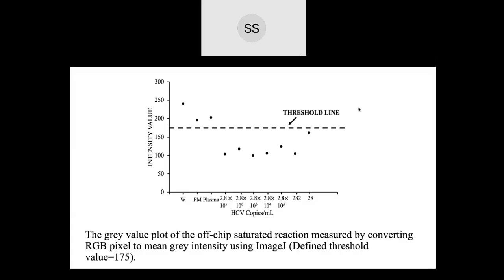So far I have done these preliminary benchtop tests, and I am working on the on-chip testing. Once I have the on-chip testing, the paper will be ready for publication.